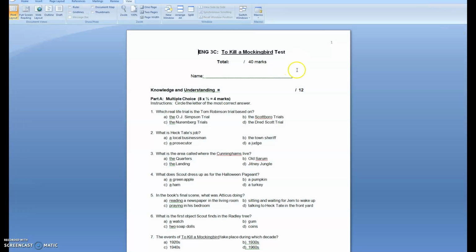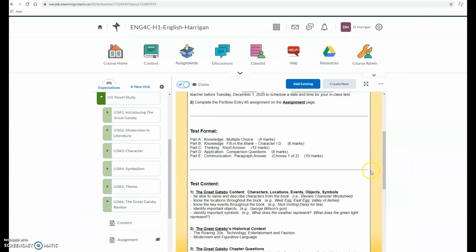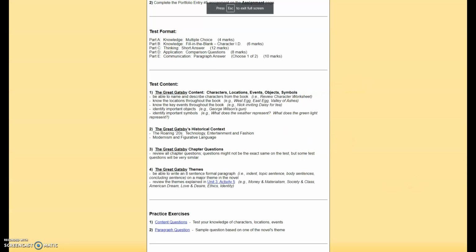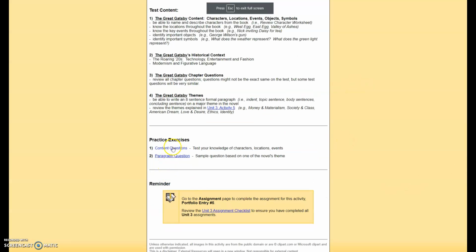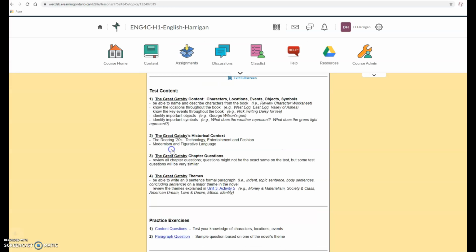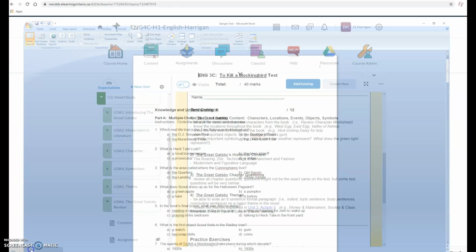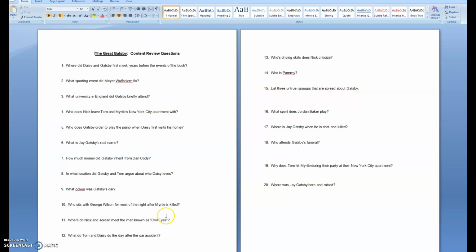Okay. What else do I have here? Let me open that up again. You can definitely look at the content questions as well. These content questions are just practice questions. You might get questions on the test that look something like them, but they're just meant to test your memory. And if you can go through these 20 questions and answer them off the top of your head, you should feel really good that you understood the novel.